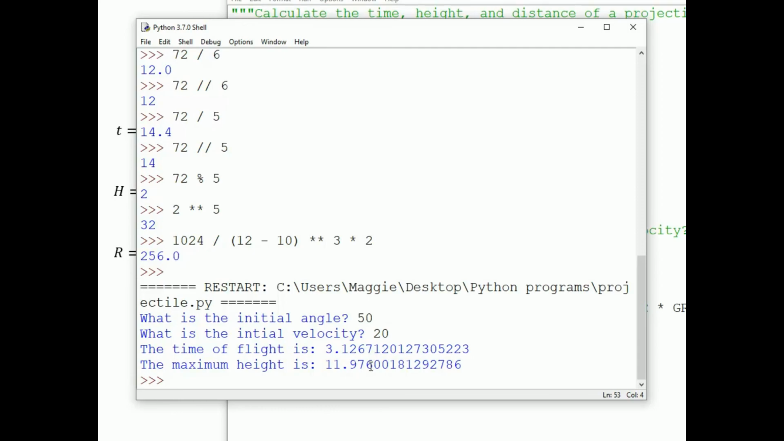11.976 meters. So those two rules you really need to pay attention to are to always use a multiplication operator to communicate multiplication, and always group with parentheses when there is an implicit grouping operator like the division bar. I recommend you practice by writing out the final equation for distance. For an initial velocity of 20 meters per second and an initial angle of 50 degrees, you should get a horizontal distance or range of 40.196 meters.